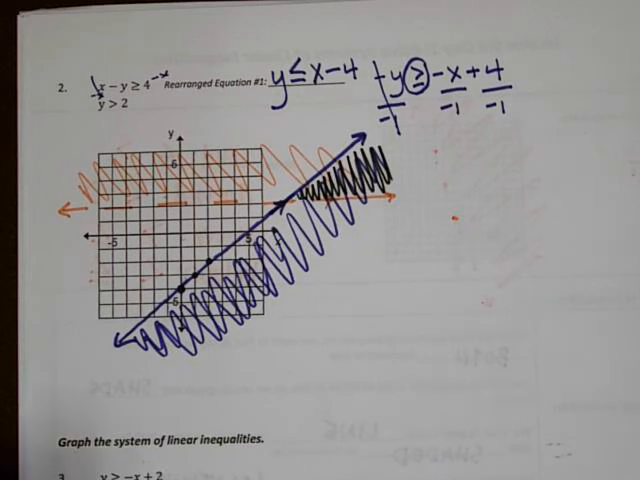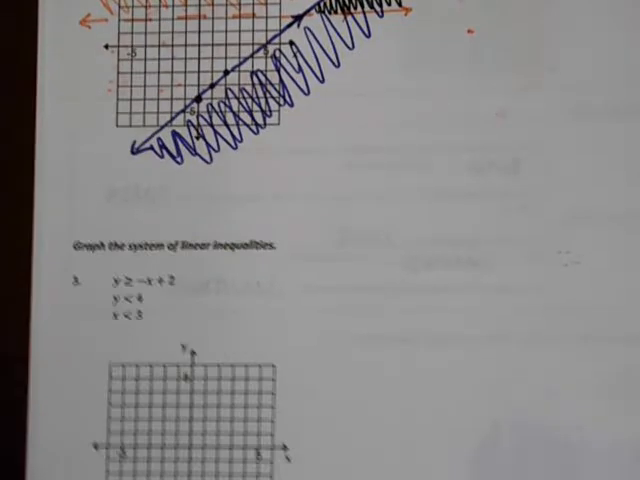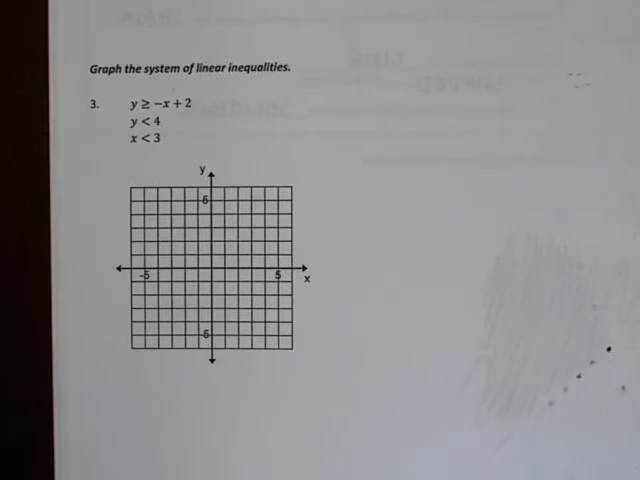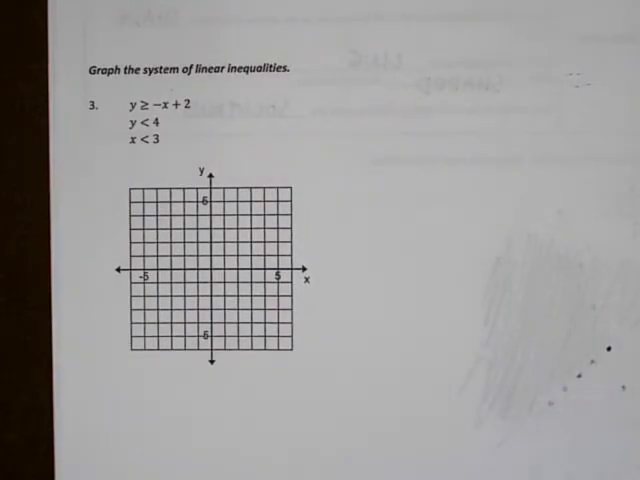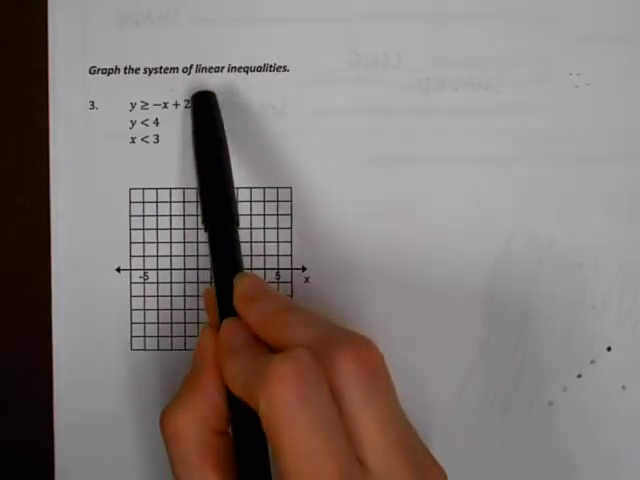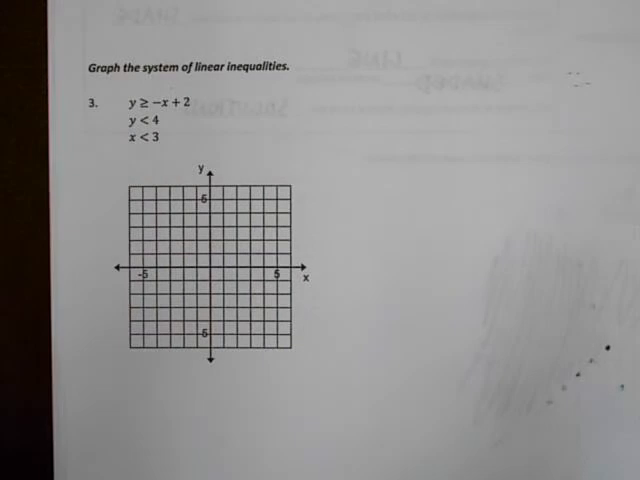And sometimes we have 3 lines. So if you guys are still with me, let's try number 3. So can you guys graph all 3 lines and see where they all intersect? And feel free to pause and try it first, and then compare with me.